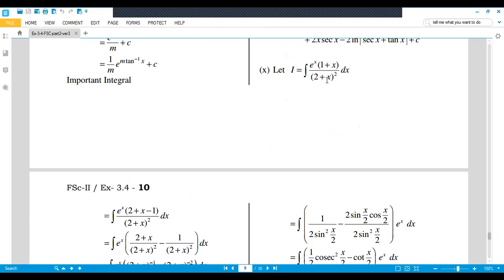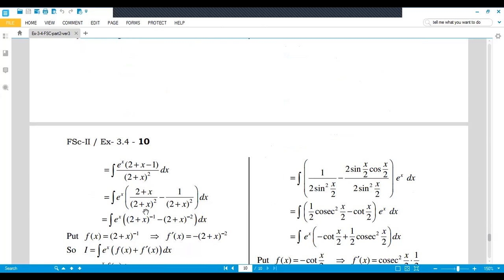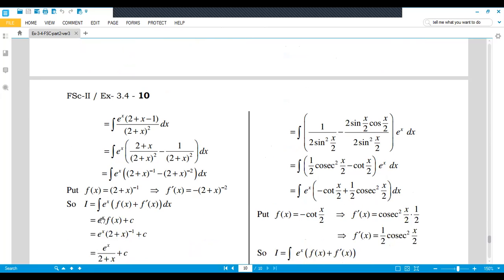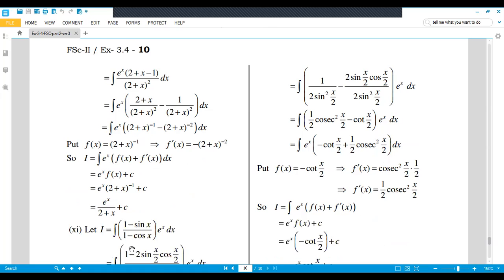Come to the 10th part. The 10th part is e power x times 1 plus sin x over 1 plus cos x. So here we add and subtract, in place of 1 we write 2 minus 1. So we get this, and divide separately. So the derivative of this value is present in the form of addition here. So we use this as f of x, and its derivative is the second function. So e power x times f of x plus f prime of x is equal to e power x f of x. We put the value of f of x and we get the required answer.